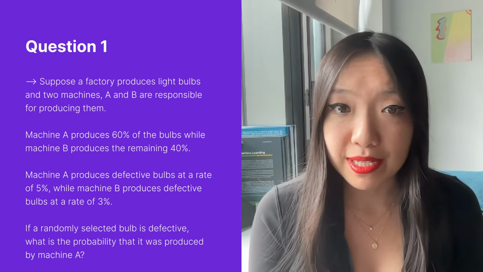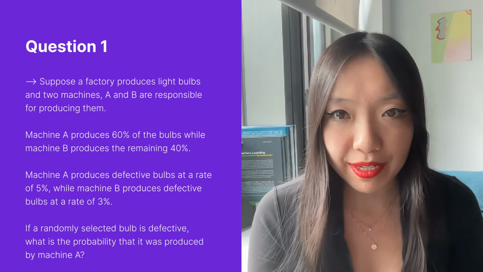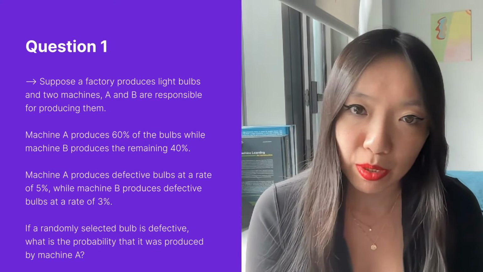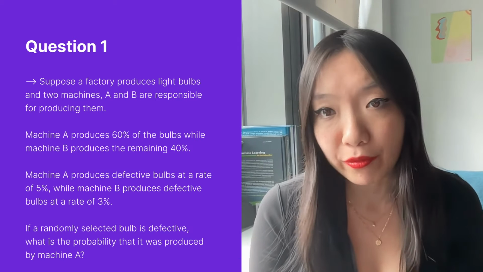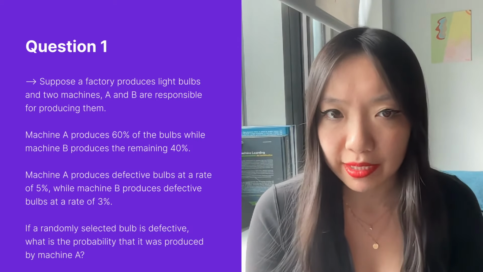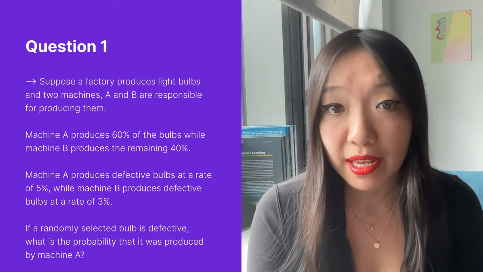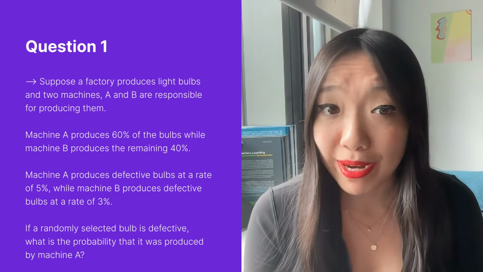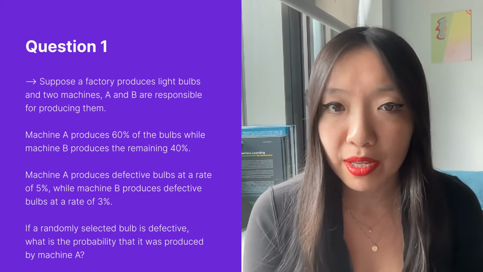So our first question today is, suppose a factory produces light bulbs and two machines A and B are responsible for producing them. Machine A produces 60% of the bulbs while machine B produces the remaining 40%. Machine A produces defective bulbs at a rate of 5% while machine B produces defective bulbs at a rate of 3%. If a randomly selected bulb is defective, what is the probability that it was produced by machine A?